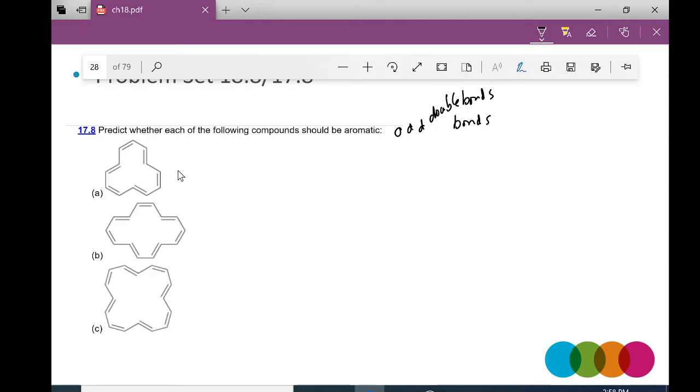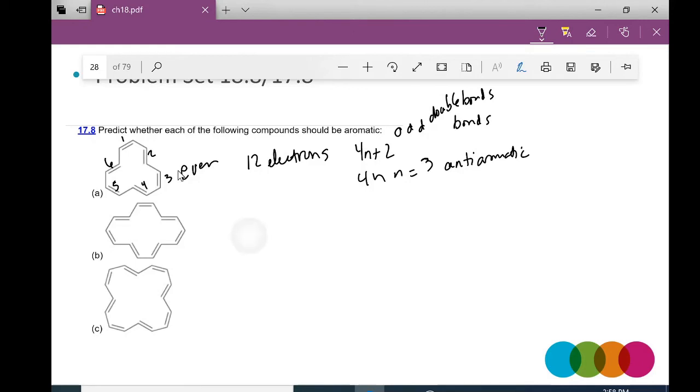Okay, so here we have 1, 2, 3, 4, 5, 6. That's even, so that's not going to meet Huckel's rule. How many electrons do we have here? Because we have 6 double bonds, we have 12 electrons. That's not going to meet 4n plus 2. That's going to meet a 4n, where n is equal to 3. So that molecule is anti-aromatic.